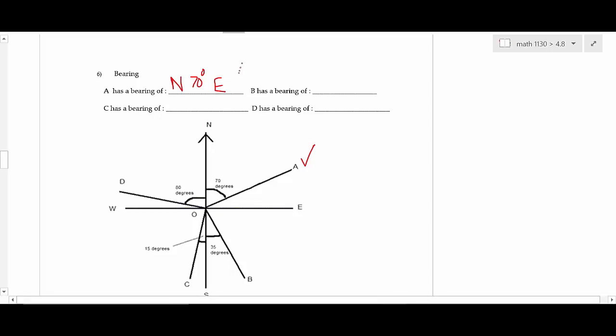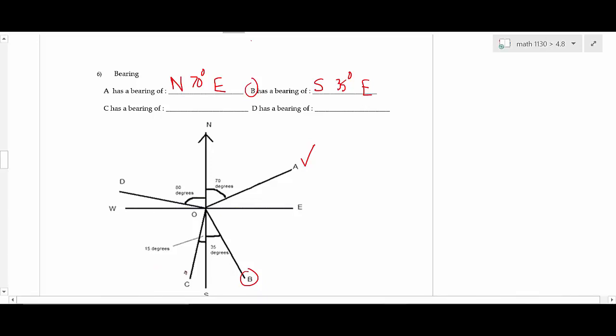Okay, now if we go to B, B is down here. So what are we doing? We first start with what? We're going south. Then that angle between the y-axis is 35 degrees, and then we're veering towards the east. So that would be south 35 degrees east, right? Everybody understand that okay? That's the first thing you've got to understand with bearing is how these things are measured.